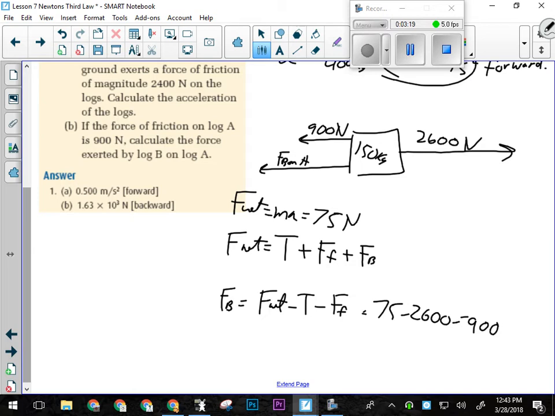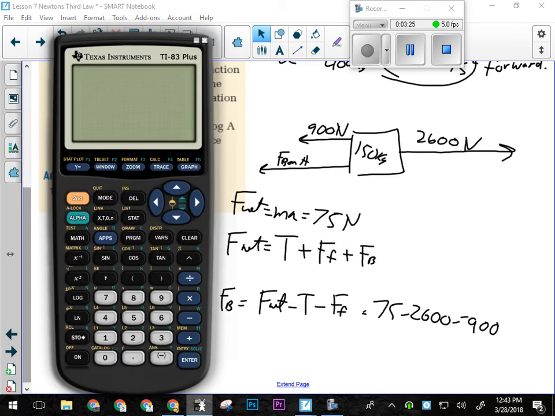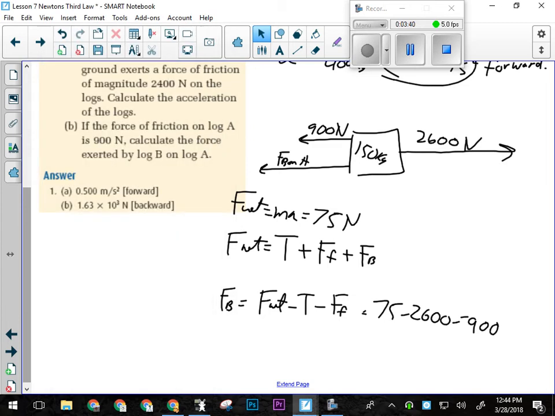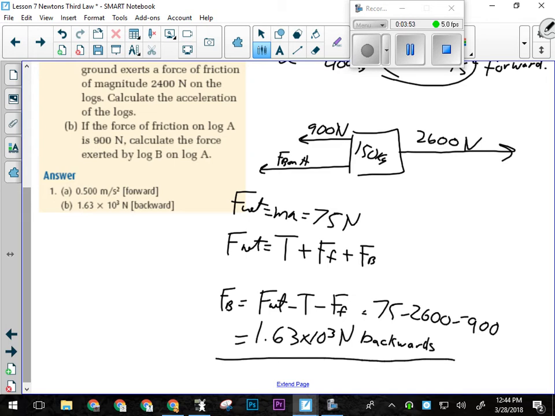Everybody all right with that? These two are forward, so I've made them positive. So we will have 75 minus 2,600 plus 900, which gives us 1,625. We only have three significant figures, so 1.63 times 10 to the 3 newtons, and that'll be backwards because that's the direction that log B is pulling on log A. So it was really just a Newton's second law problem.